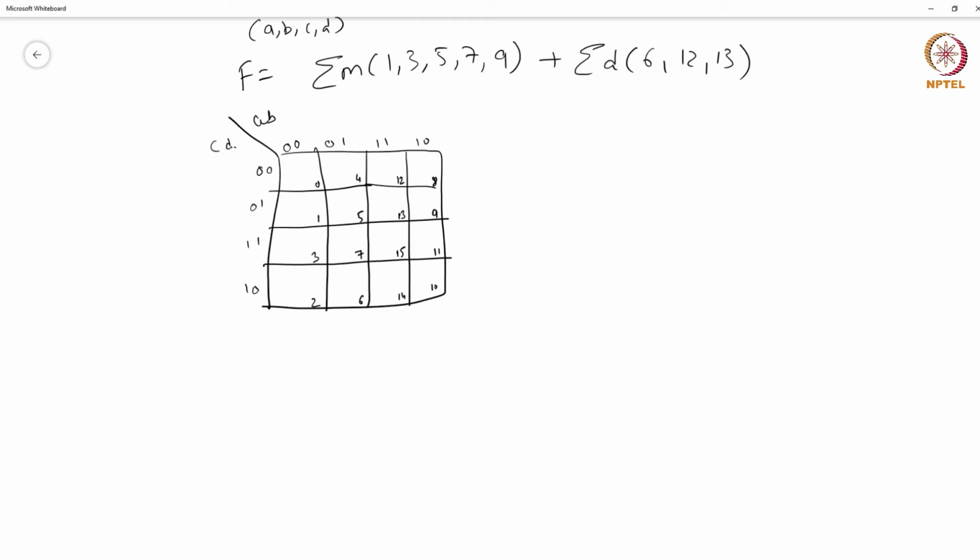So after writing the min terms and creating this map, we will fill up the terms. So this term is 1, 3 is 1, 5 is 1, 7 is 1 and 9 is 1. For don't care conditions, instead of writing 1 and 0, we represent them using x. So 6 is x, and 12 and 13 are also x. Where is 13? 13 is here and 12 is here.